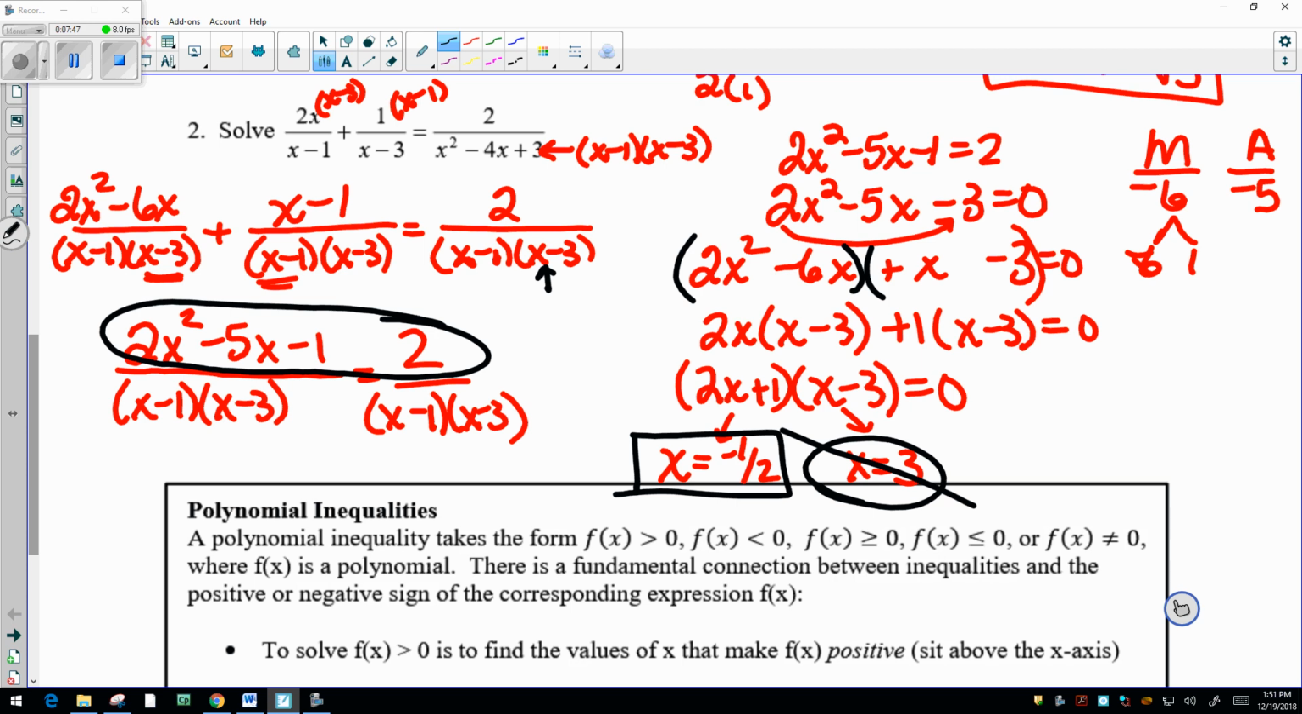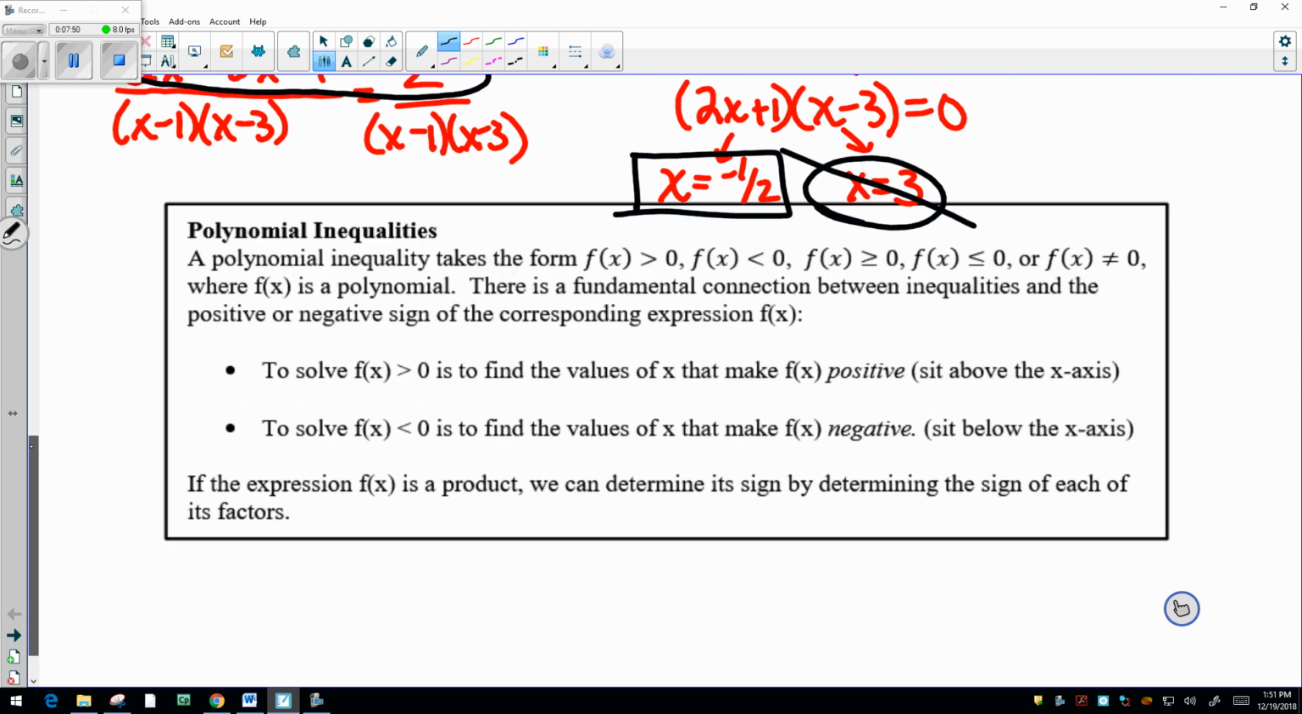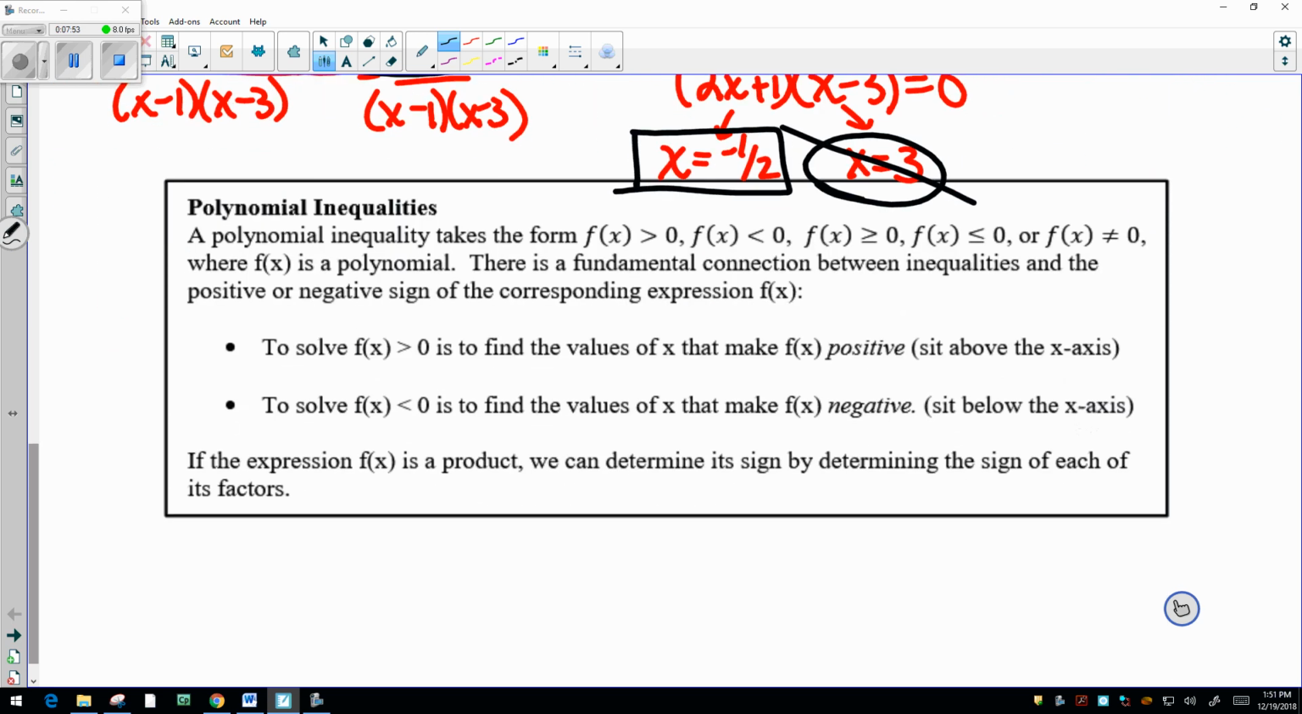Okay. What happens when we have an inequality? Well, an inequality can be anything greater than 0, less than 0, greater than or equal to 0, less than or equal to 0, or maybe not equal to 0. And what we want to do is try and figure out when the function is greater than 0, in other words, positive, or sitting above the x-axis. And then we want to solve for when it's less than 0, or negative, or when it sits below the x-axis. And a big thing here: if it is a product, we can determine its sign by determining the sign of each of its factors. We're going to see that on the back, to see what that actually means.